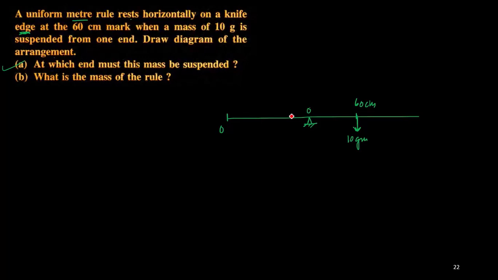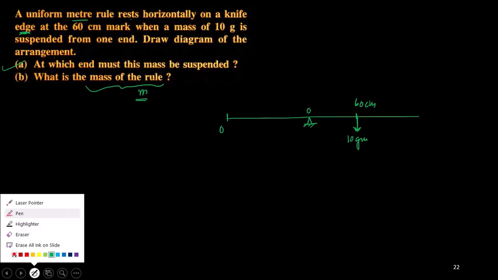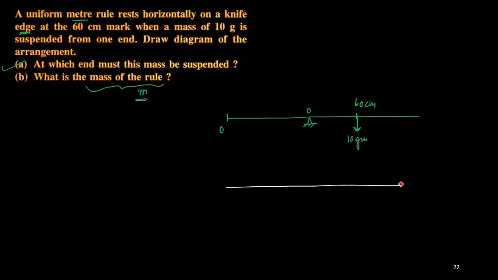There is a knife edge, and the meter scale also. So the meter scale has some mass, and you are asked to calculate the mass of this rule. So let us say the mass of the rule is m. Now where is the mass of the rule acting? The mass of the rule should act at the midpoint, at the 50 centimeter mark. So if I redraw, this is the scale, and at the 50 centimeter mark the mass of the rule m is acting. So that is giving a moment. Now the 60 centimeter mark is over here.